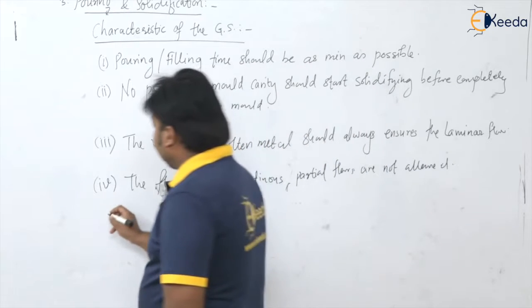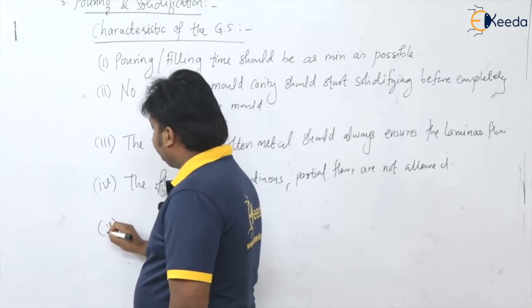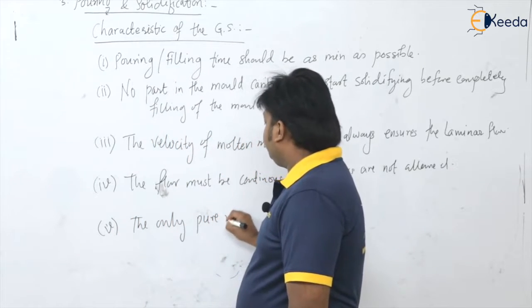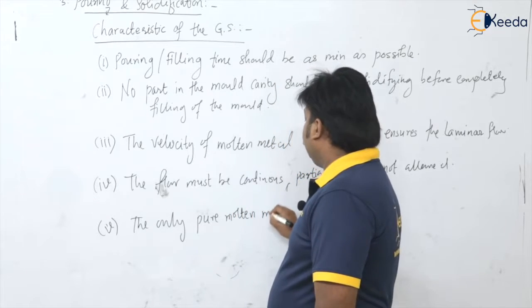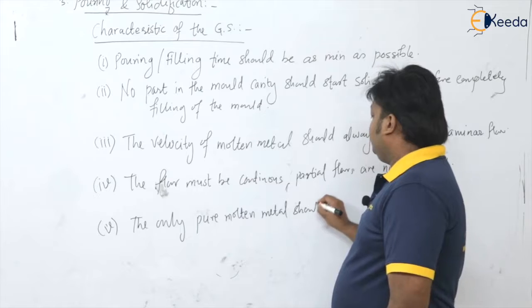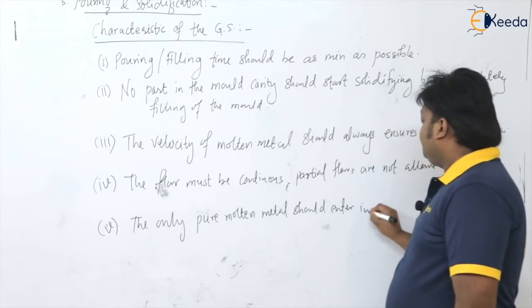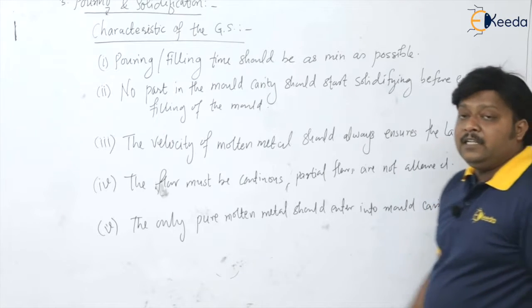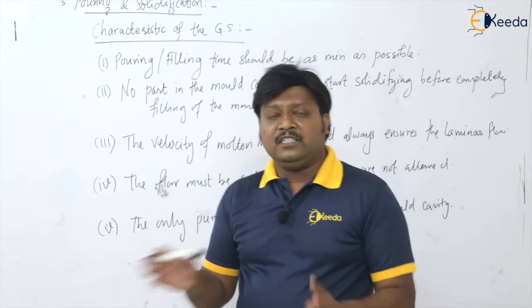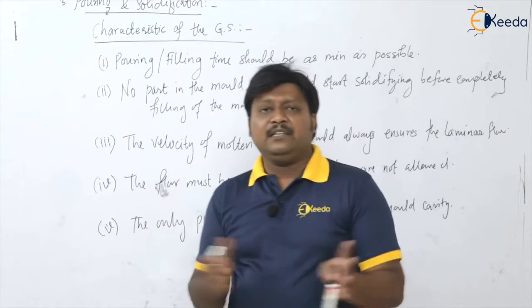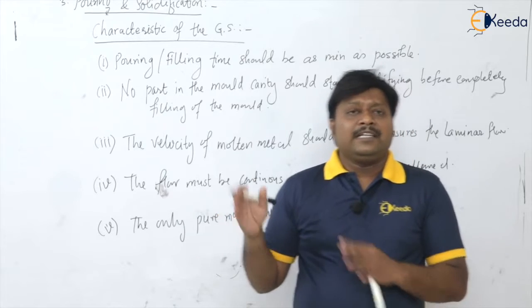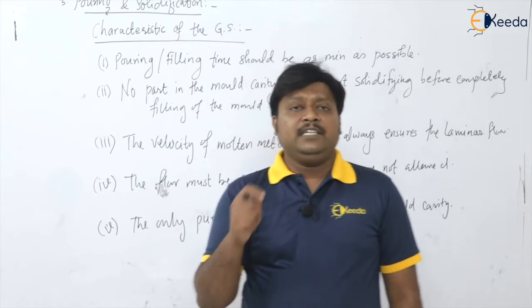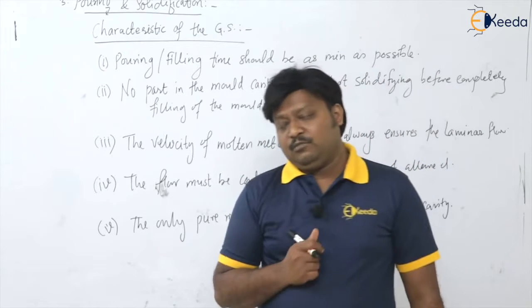Now if you look at the next characteristic, only pure molten metal should enter into the mold cavity. So what are the necessary measures you have to take for separating the slag, impurities, heavier impurities, lighter impurities? They should be kept outside the mold cavity. Only pure molten metal should enter into the mold cavity. That is the next characteristic of the gating system.